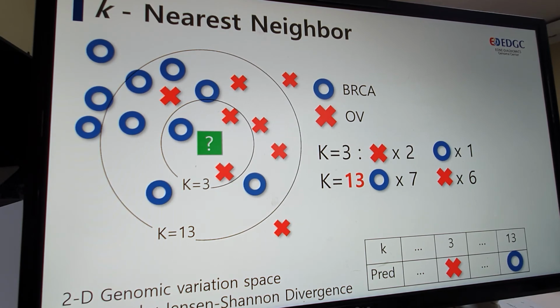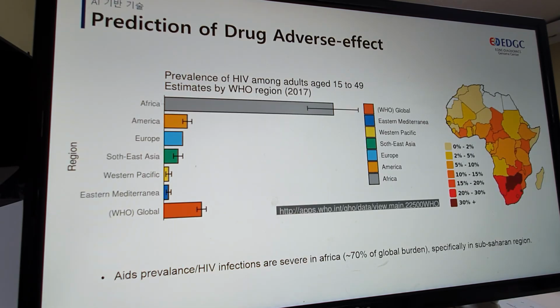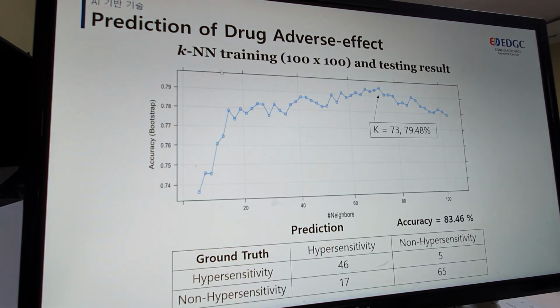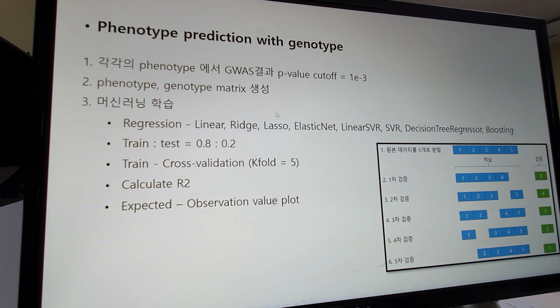So I think this is a very important thing to study, linear algebra. I chose linear algebra this semester, and although it was kind of difficult to understand everything, it could be a good motivation to study linear algebra more deeply than before. With these AI techniques, we can also predict drug adverse effects.